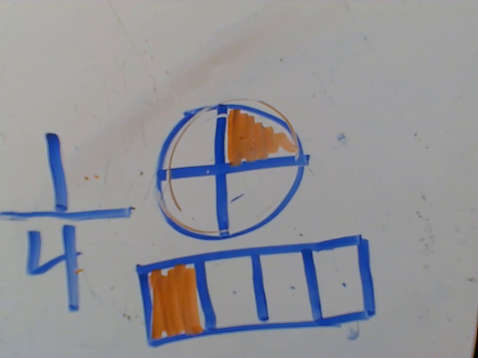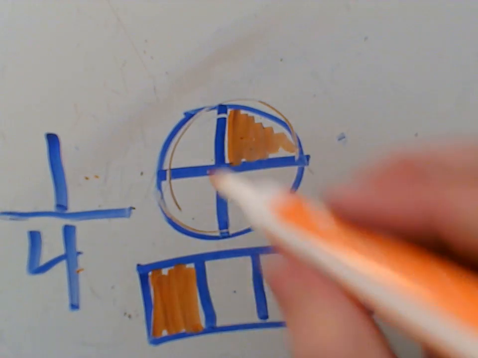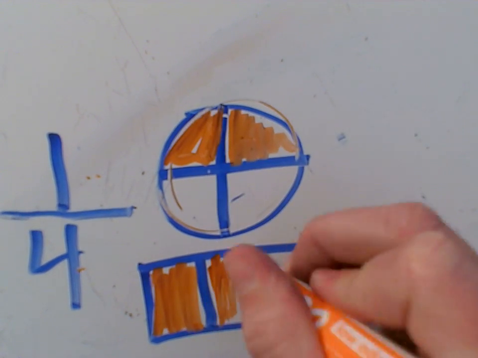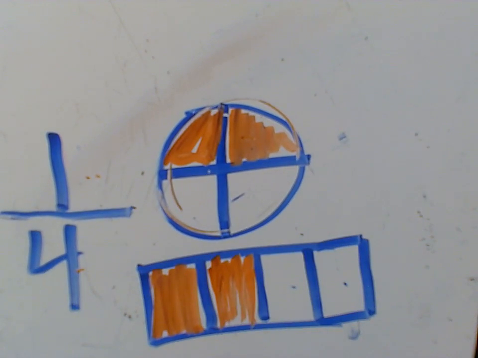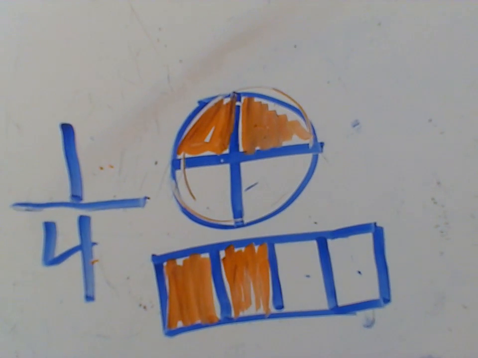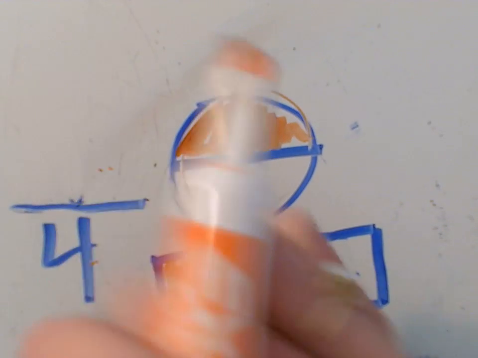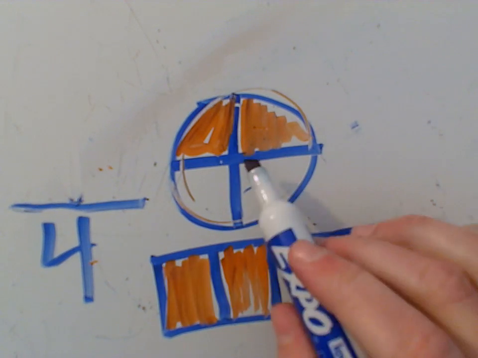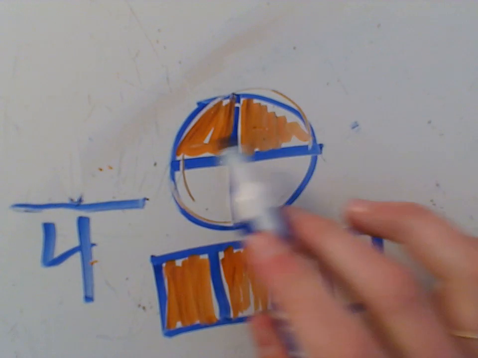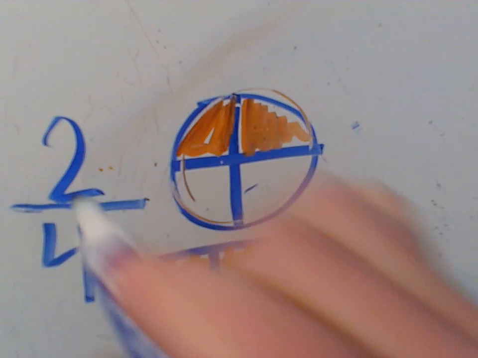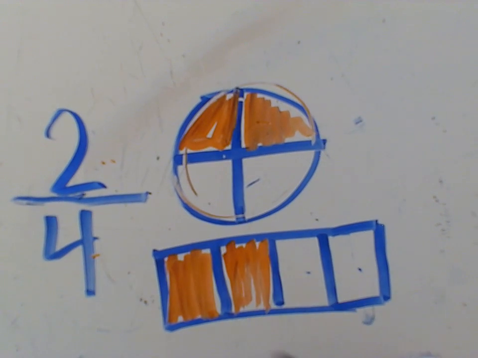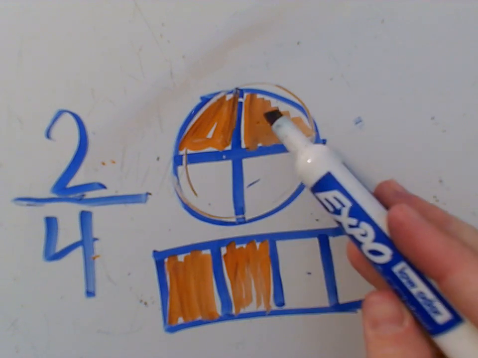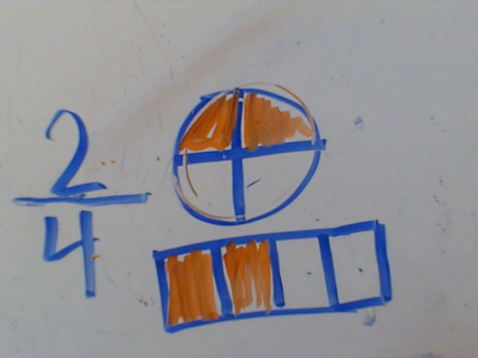Okay, so what if I shaded in 2 parts? What would my fraction be then? I would have to change the numerator, wouldn't I? How many shaded in parts? Well, there's 2. On each, there's 2 out of 4. So 2/4.